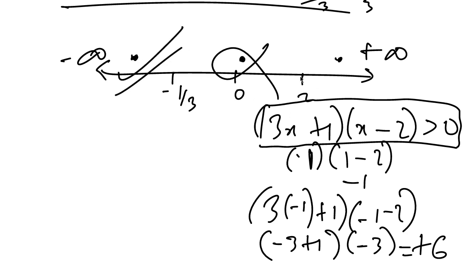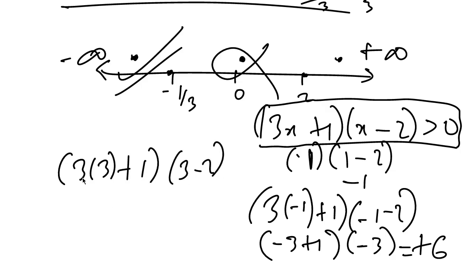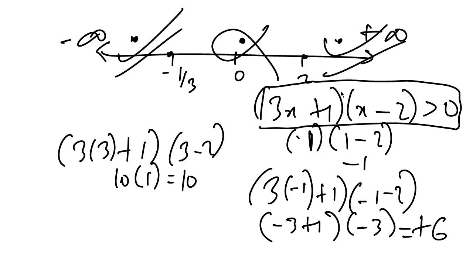And then if we test for any value greater than 2, are you following? Greater than 2, for example 3 or 4. (3 times 3 plus 1) times (3 minus 2) is going to give us what? 3 times 3 is 9, 9 plus 1 is what? 10. 10 times 1, which is 10, which is greater than 0. So this region, no matter the value you enter here, will be correct.